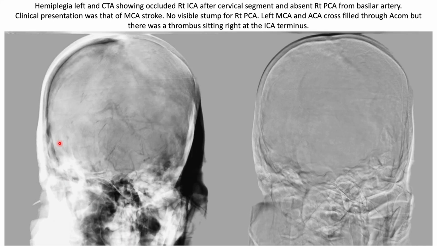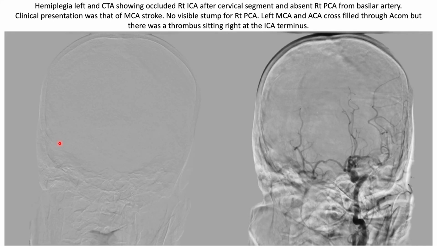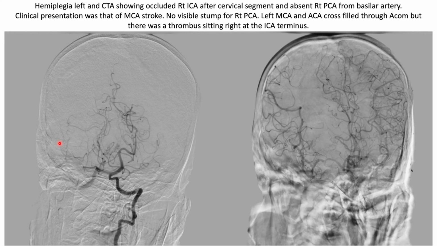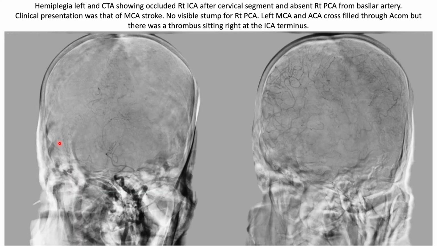So which one is the culprit? Is it the right MCA or is it the right PCA? Because the MCA we could see cross-filling from the opposite side.